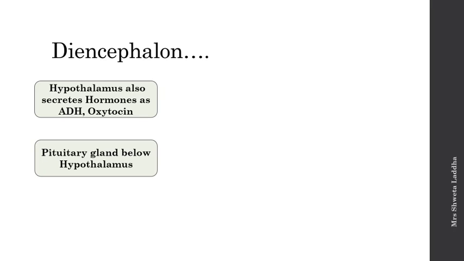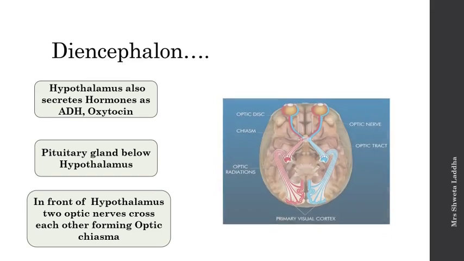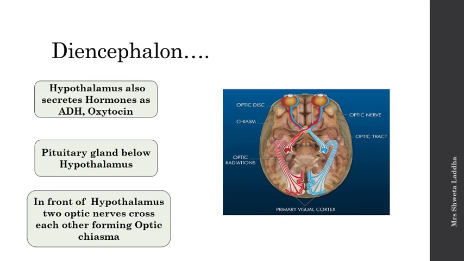The pituitary gland is just below the hypothalamus, and is also called the master gland. In front of the hypothalamus, the two optic nerves cross each other and form the optic chiasma. This is important. The optic chiasma is the crossing of the two optic nerves present just below the hypothalamus. Hypothalamus, floor of the diencephalon.